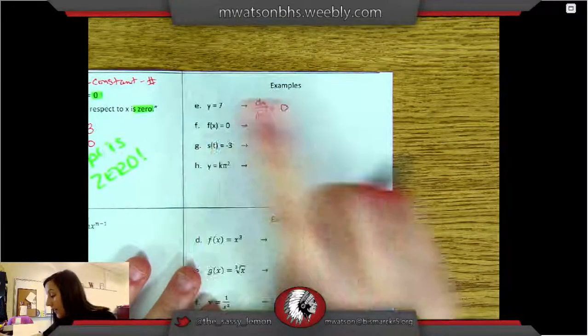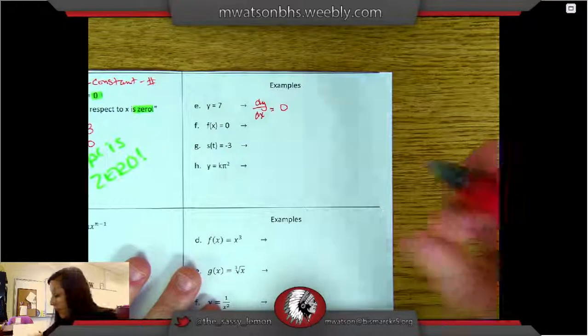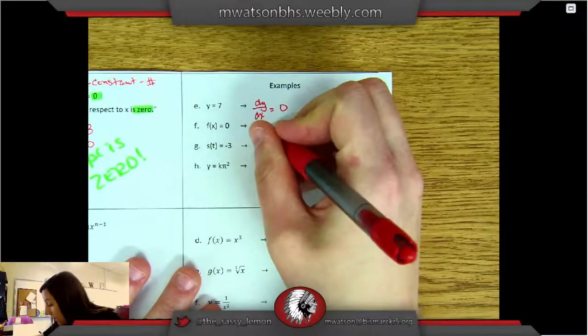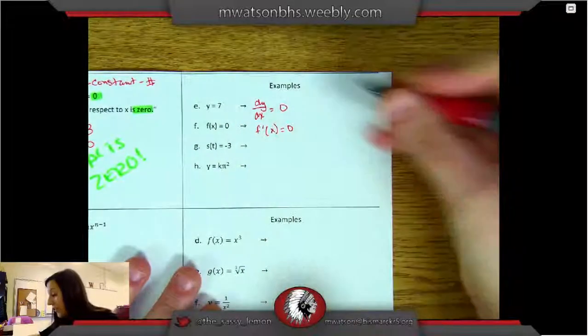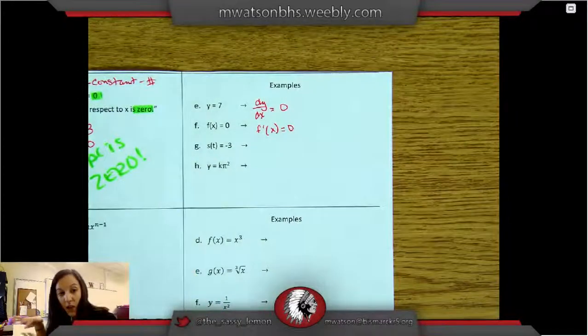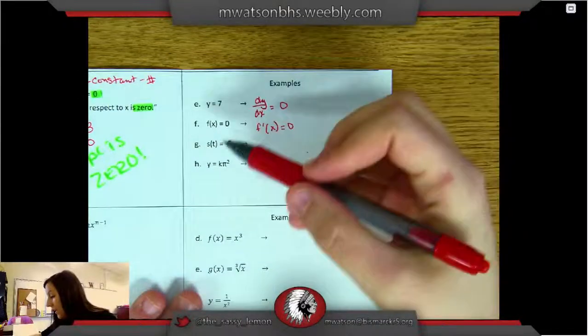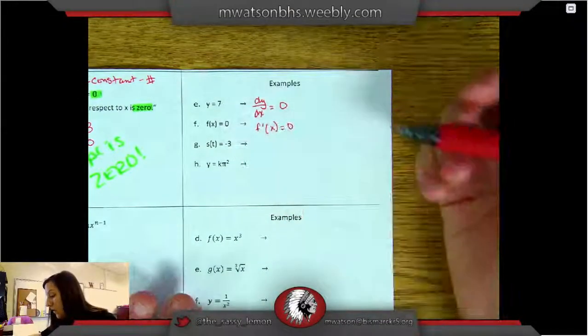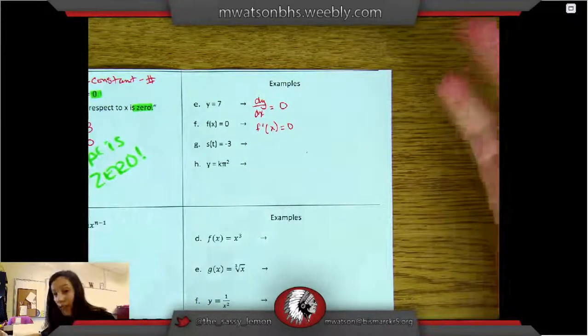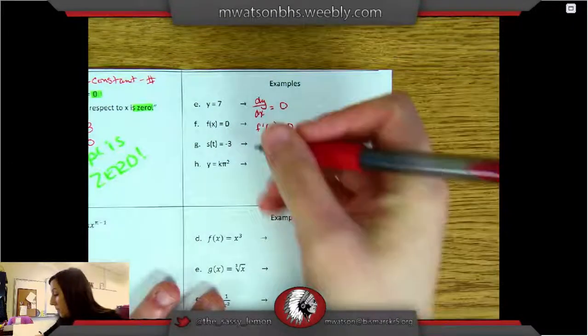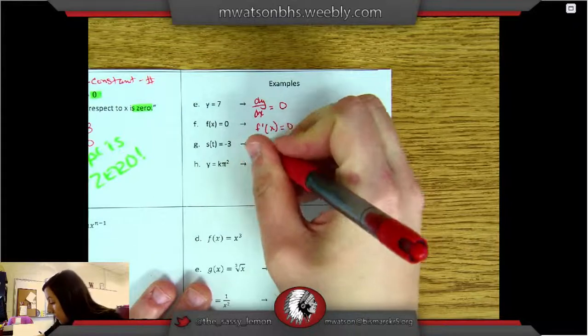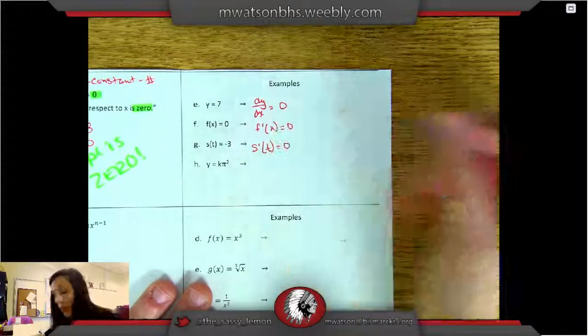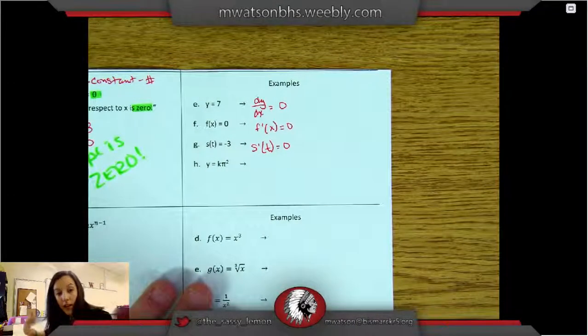If our constant is 0, our derivative f prime of x is still 0. Notice the different notations. I'm trying to throw those in there. Here we've got s of t equals -3. So even if your constant is negative, the same rule still applies. s prime of t equals 0. Kind of getting the pattern here?